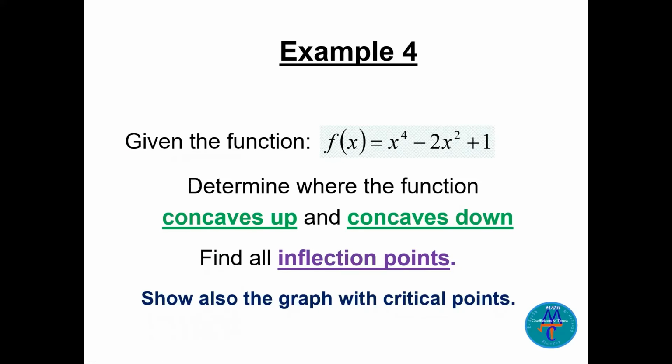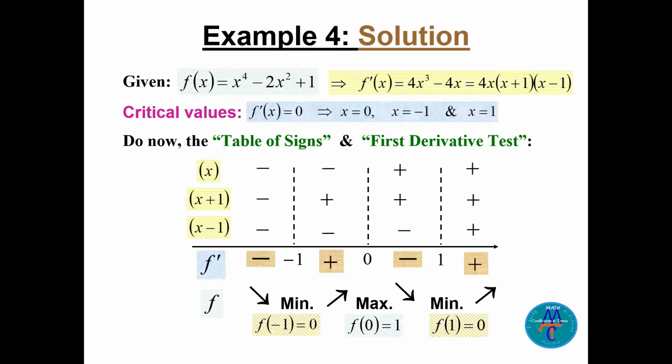Let's see a new example here. Given the function f of x equals x to the power 4 minus 2x squared plus 1, determine where the function concaves up, concaves down, find all inflection points, and also show the graph with the critical points. This is a little long question, but you can have all the ideas you need there.